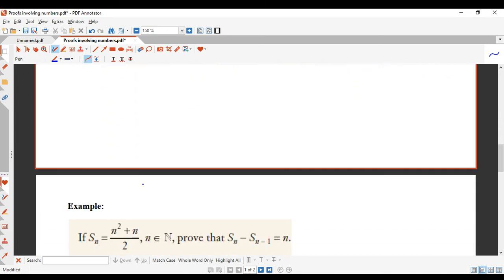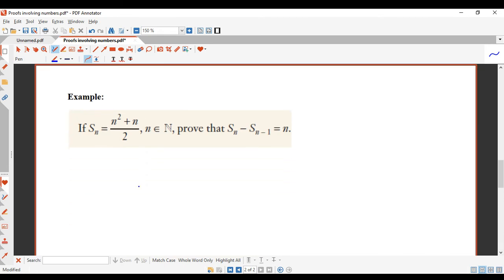Let's have a look at the next question. We've got S subscript n is equal to n squared plus n, divided by 2. Prove that S_n minus S_(n minus 1) is equal to n. So let's start off by defining what S_(n minus 1) is. That means I replace all the n's with n minus 1, divided by 2.